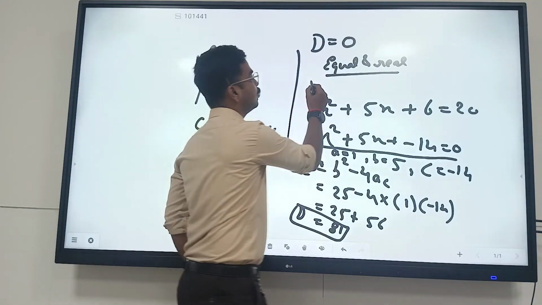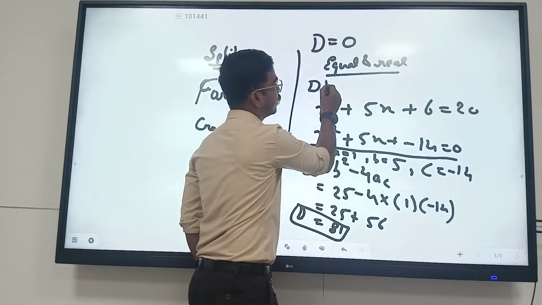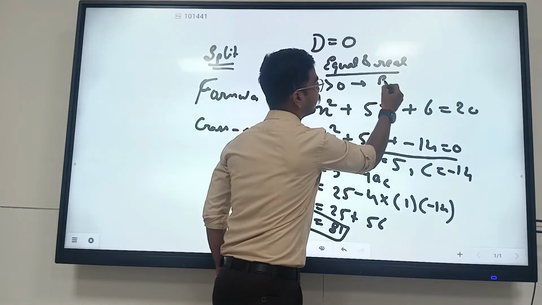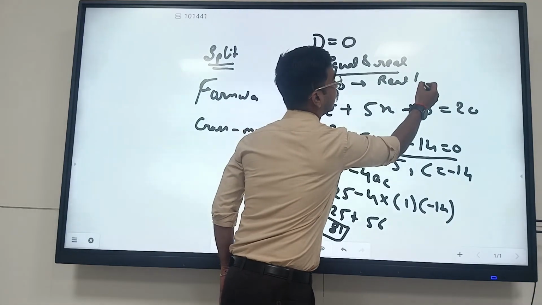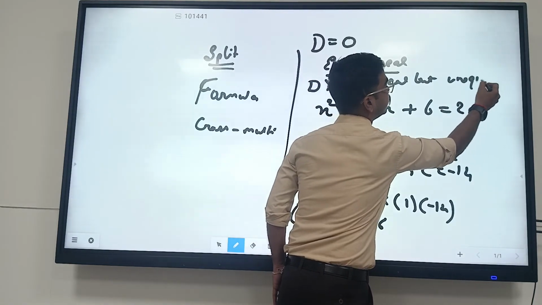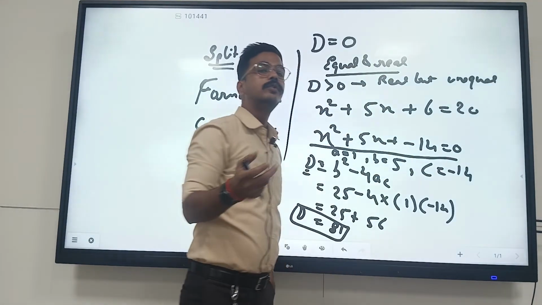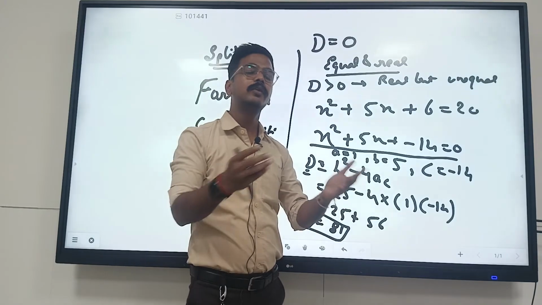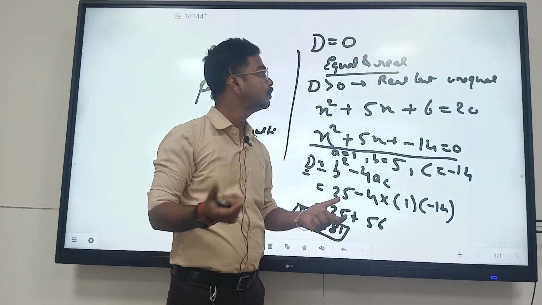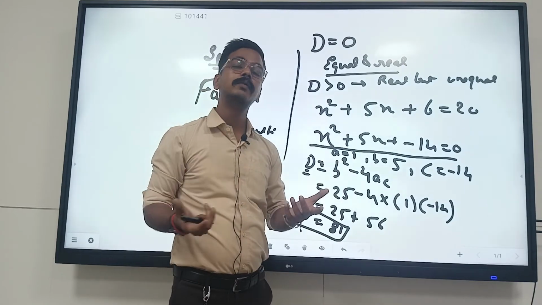If the value of D is greater than 0, then again roots will be real but different or unequal. That is, we'll get two different roots. For example, it can be 2 comma 3, or minus 5 comma 6, but two different roots, and those numbers will be real.